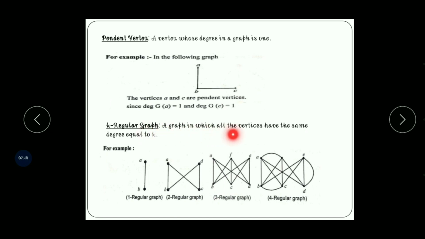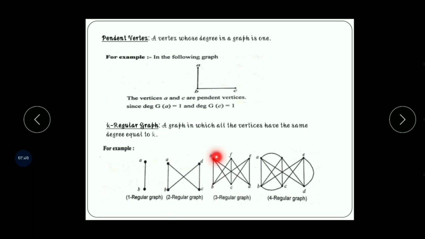Now, what is K regular graph? A graph in which all the vertices have the same degree equal to K is called a K regular graph. Like here, you can see this is a 1 regular graph. Degree of A is 1. Degree of B is also 1. Here degree of A is 2, degree of B is also 2, degree of C is also 2, degree of D is also 2. So all the vertices have degree 2, so this is a 2 regular graph.